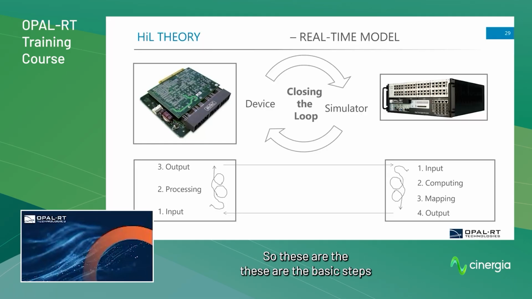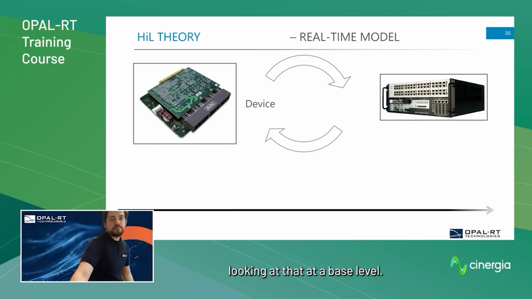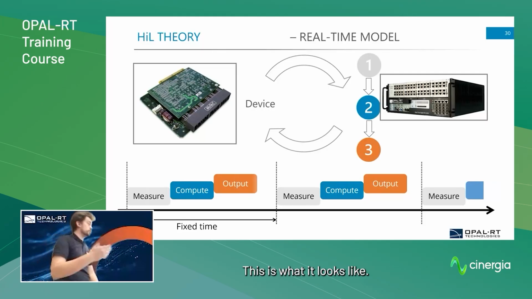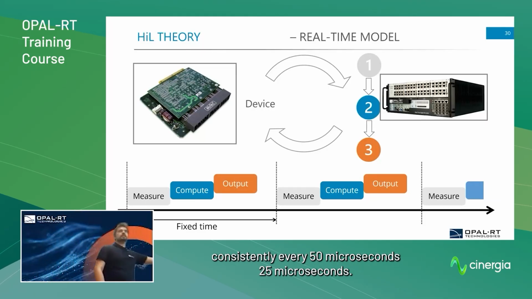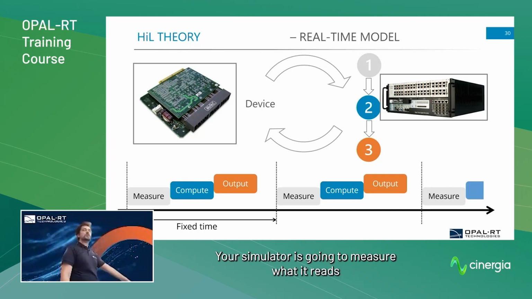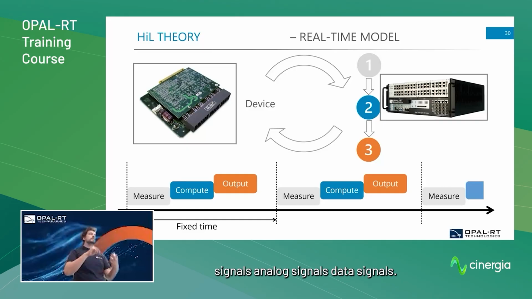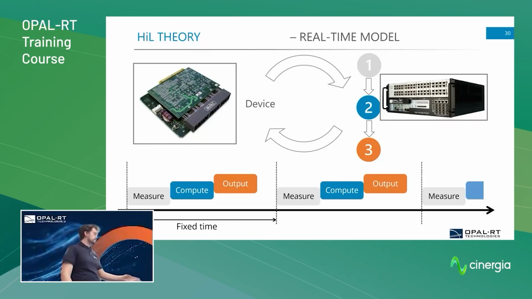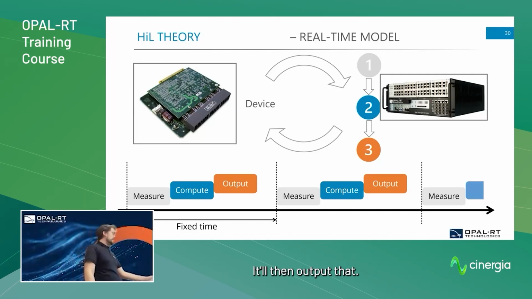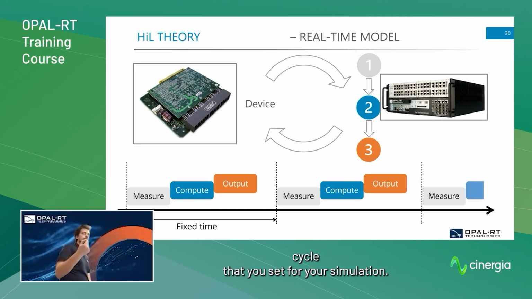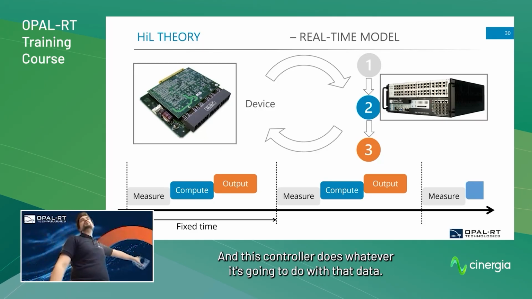So these are the basic steps. Looking at that at a base level, this is what it looks like. So in, again, fixed time step, that happens consistently every 50 microseconds, 25 microseconds. Your simulator is going to measure what it reads: PWM signals, analog signals, data signals. It's going to then use that with the physical model to compute the next step. It'll then output that. So it does this every clock cycle that you set for your simulation, and this controller does whatever it's going to do with that data.